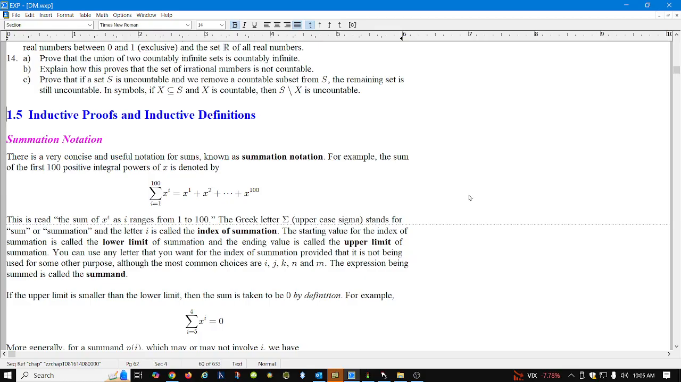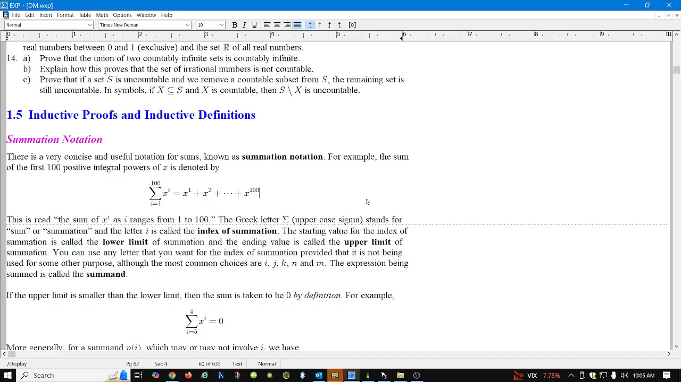For example, the sum of the first 100 positive integral powers of a variable x would be denoted this way. So it is x to the 1 plus x squared, all the way up to x to the 100 added together. So the way I would read this expression is the sum of x to the i as i ranges from 1 to 100.